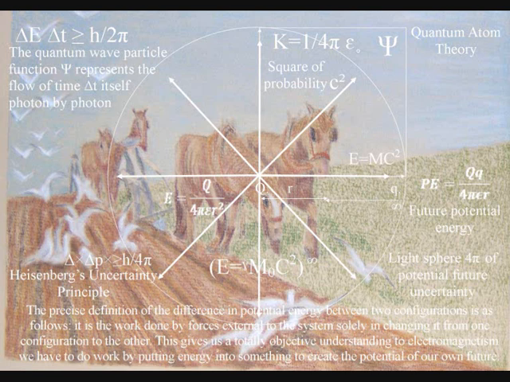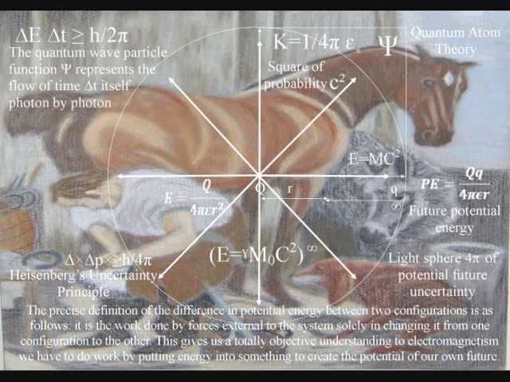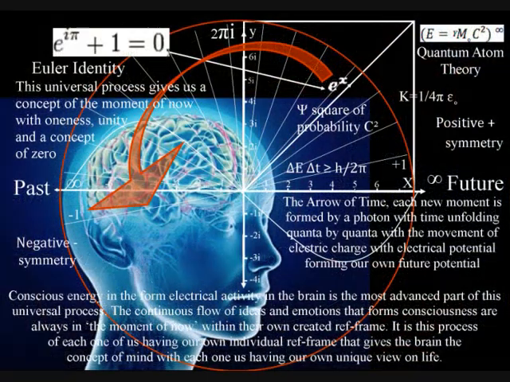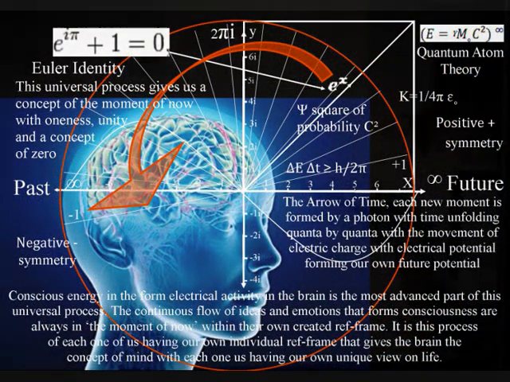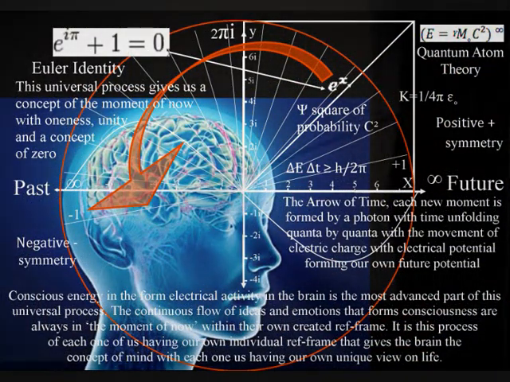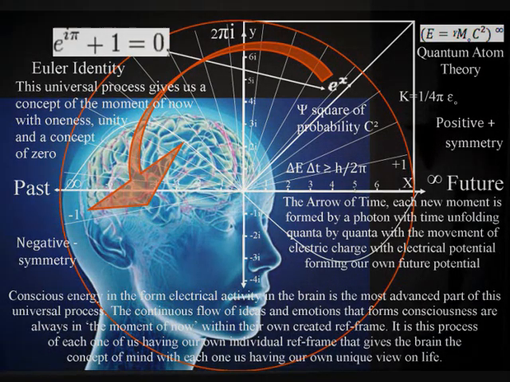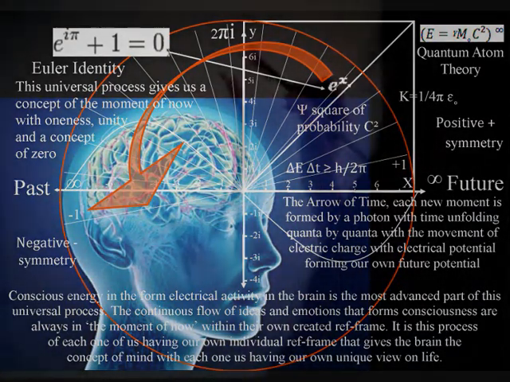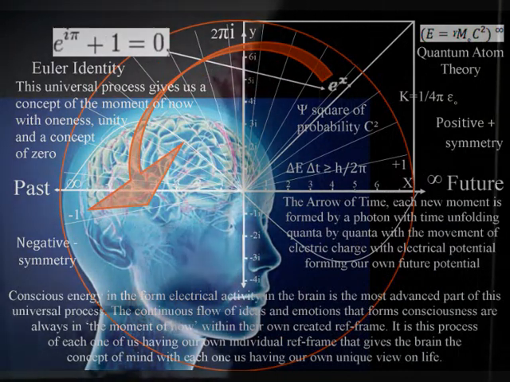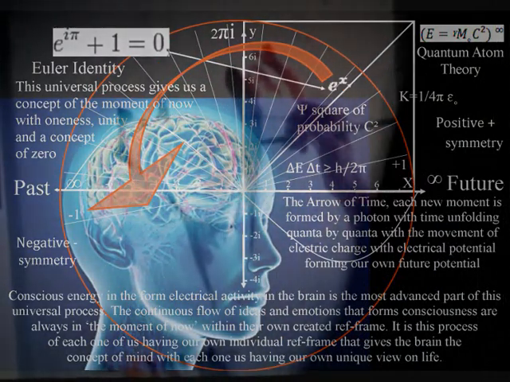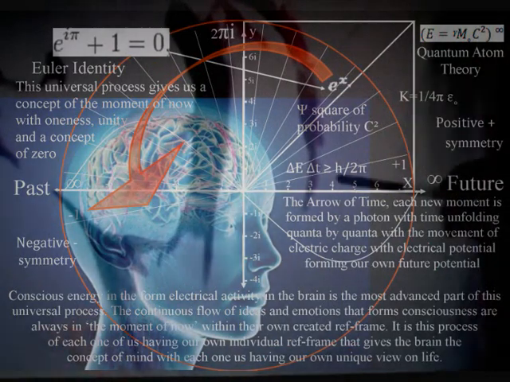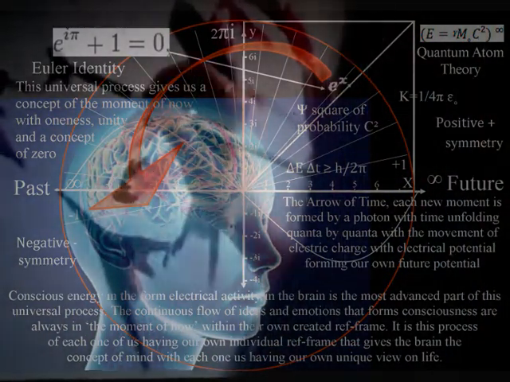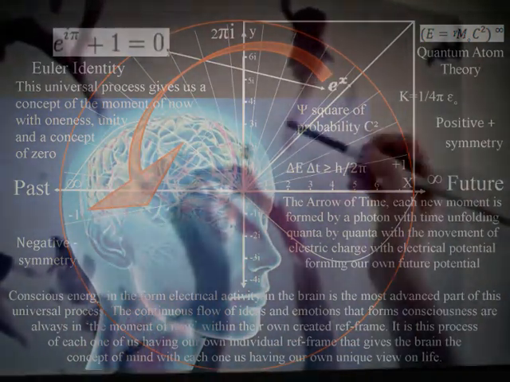Because this is a universal process, it must be the same for all electrical activity. Therefore, electrical activity in the brain can be seen as the most advanced part of this universal process. Therefore, conscious thought is always in the moment of now, with a continuous stream of thoughts and ideas that can comprehend this process as time, as an interactive process of continuous creation, with a potential future infinity of possibilities.